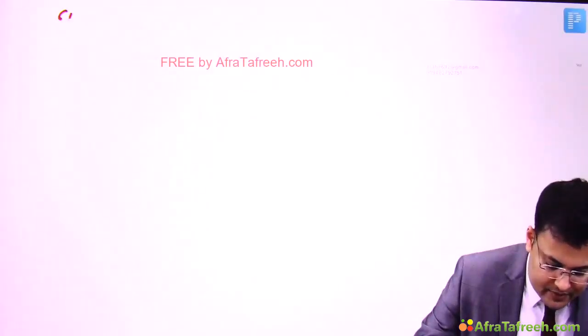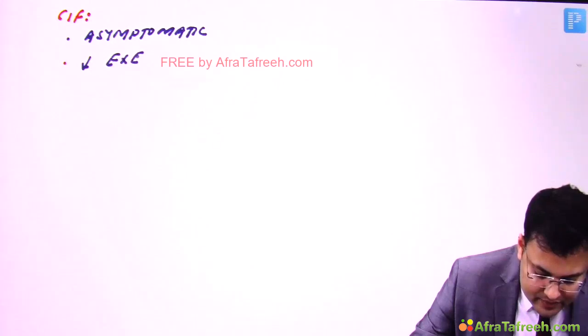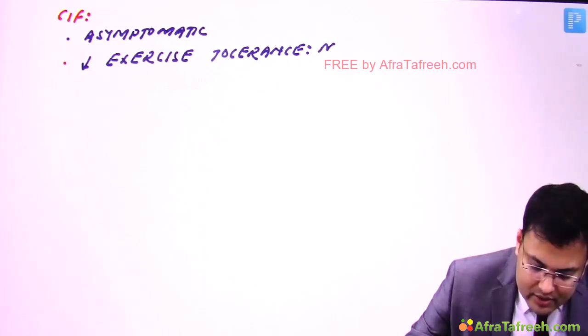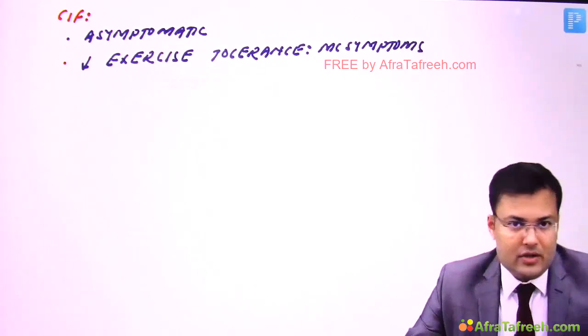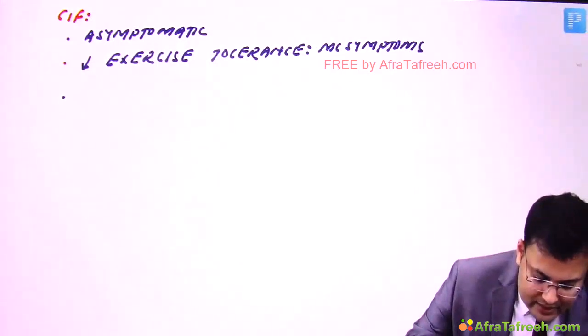So clinical features: most of the patients are asymptomatic. In certain patients who are symptomatic, what is the symptom? There is decreased exercise tolerance. So the most common symptom is decreased exercise tolerance. But the main problem in kids is the psychological stress because of this cosmetic deformity. Because of this cosmetic abnormality, there is psychological stress in children.